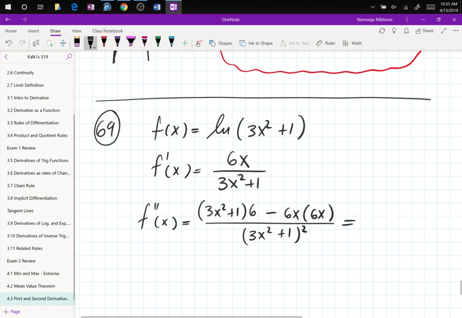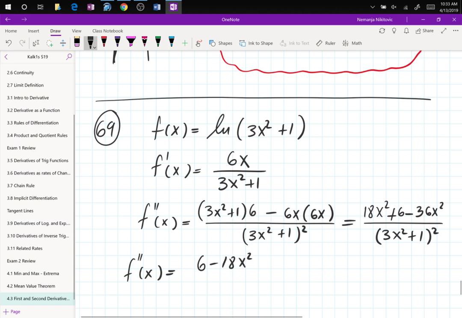So when we simplify this, we have 18x squared plus 6 minus 36x squared divided by 3x squared plus 1, everything squared. Now, the denominator doesn't bother us because when we set it equal to 0, it's going to multiply into 0 and die. So we'll just worry about the numerator in this case. This is going to be 6 minus 18x squared divided by 3x squared plus 1 everything squared. And we set this equal to 0.